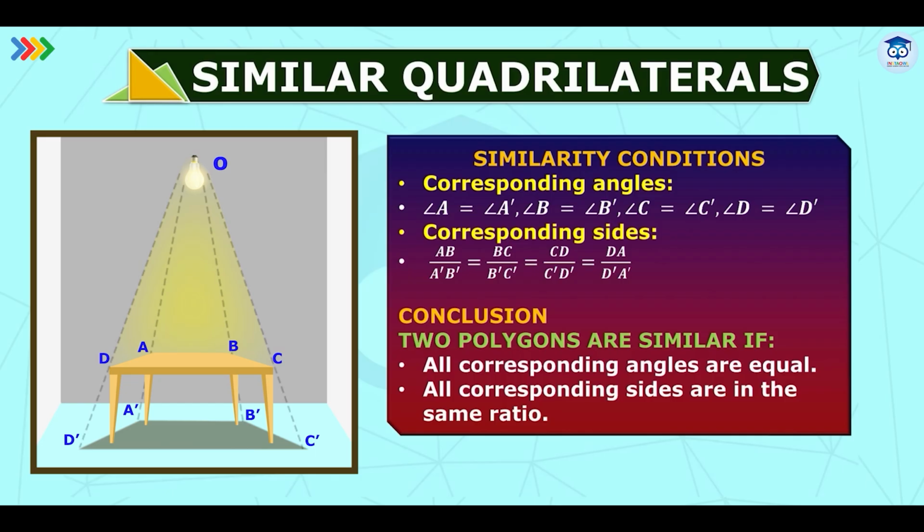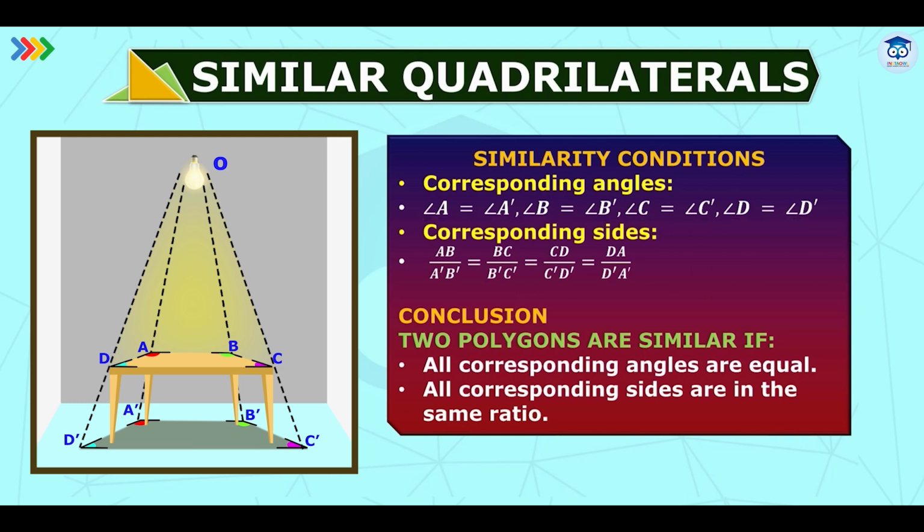Okay, so for the similarity condition, we have that the corresponding angles are equal. Here we can see that angle A is similar to angle A dash. So we call them corresponding angles. We are not saying A is equal to D. A casts a shadow A dash, meaning we say that ABCD is similar to A dash B dash C dash D dash, and A corresponds to A dash. So the corresponding angles are equal. Okay, so that is the first criterion. So A dash is equal to A, B dash is equal to B, C dash is equal to C and D dash is equal to D.